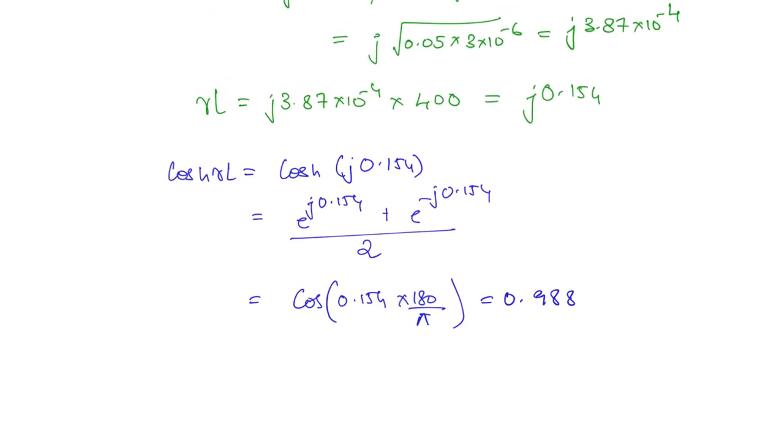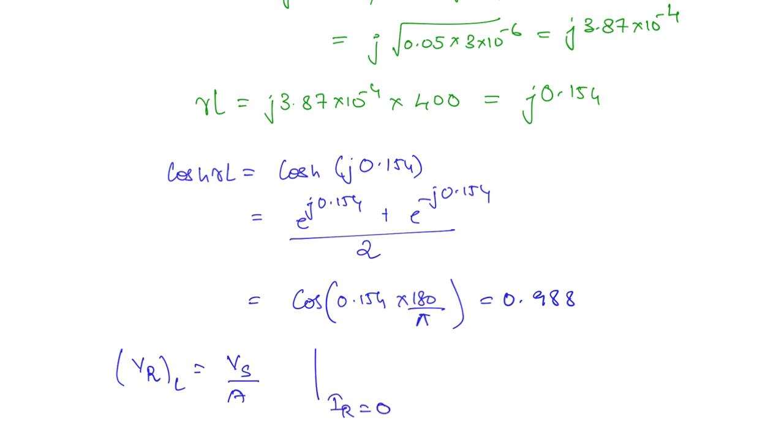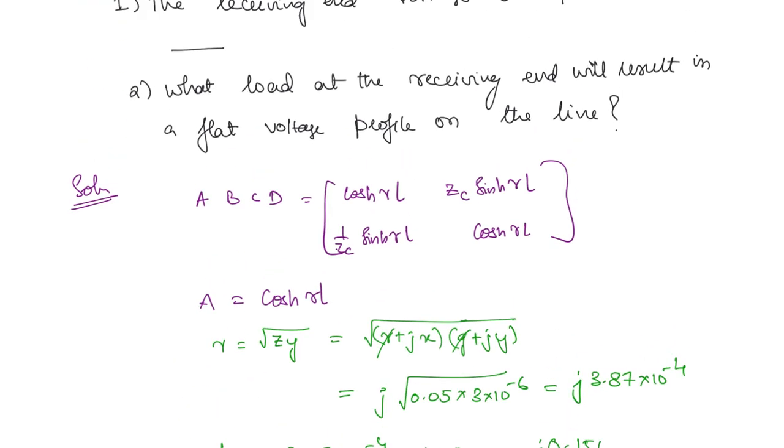Okay. So from here you can find out the receiving end line voltage. This is equal to Vs by A, because IR is 0. So Vs is given as 275 kilovolt, and this is in line, that's why we will get the answer in line, divided by 0.988. So this you are going to get 278.34 kilovolt.